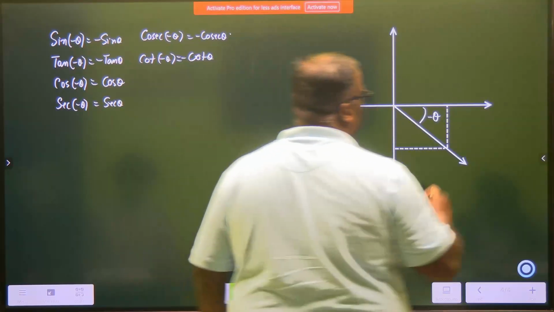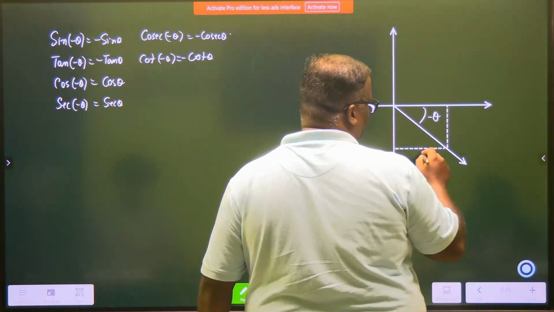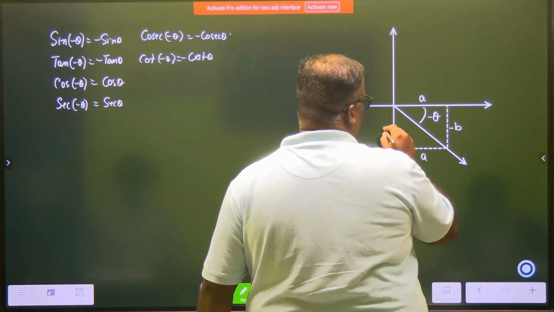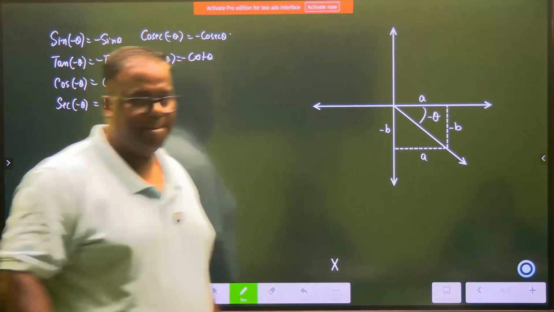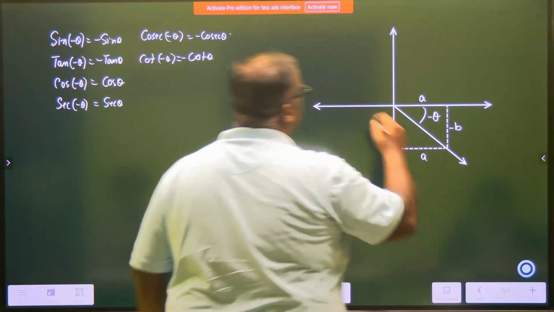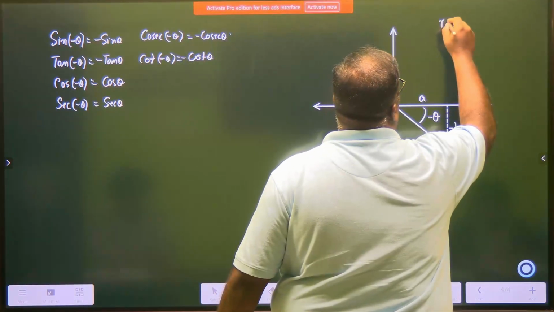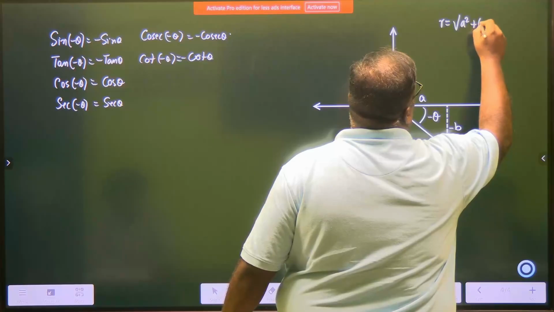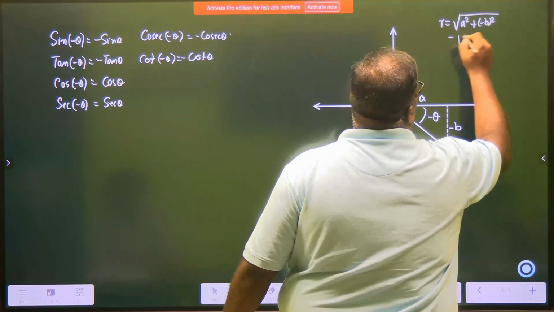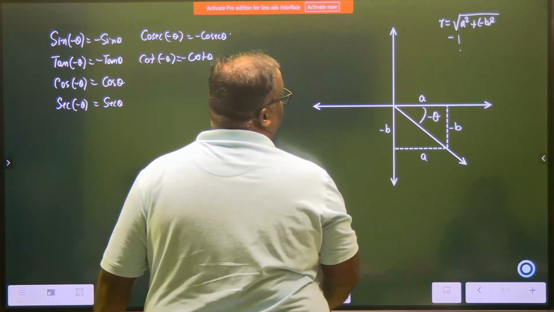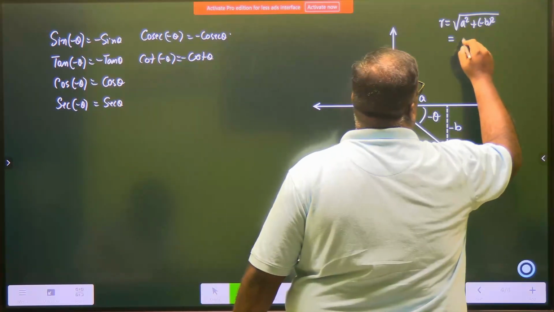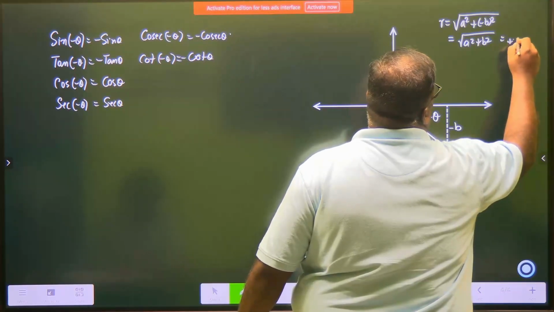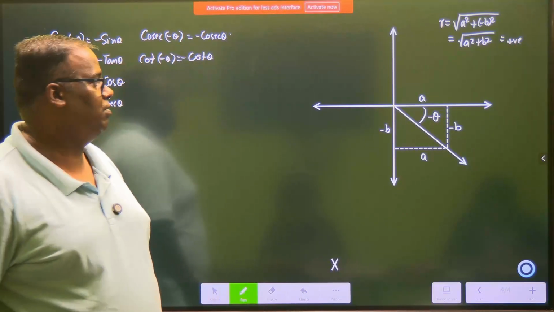Now children, this measurement is a positive a. However, this is a negative b because this much is negative b. Do you agree? And the hypotenuse is something called r, which is root under a square plus negative b square, which means my hypotenuse is always positive. Here the hypotenuse is always positive.